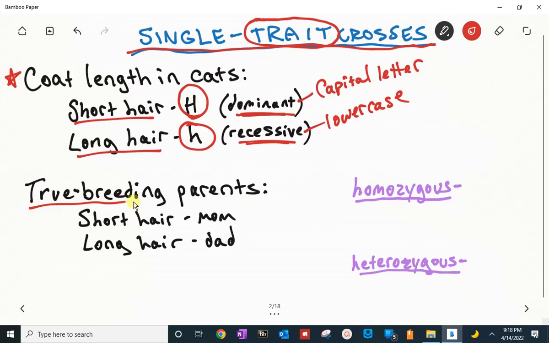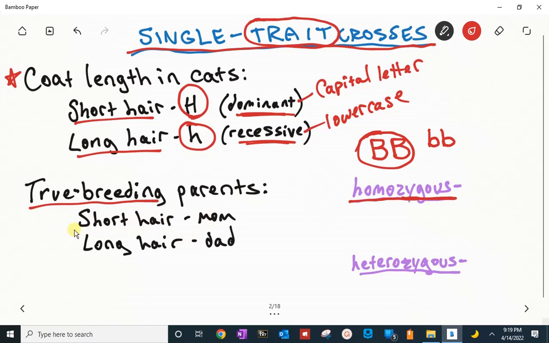So we have the true breeding parents, and remember, true breeding parents are homozygous for these traits. So a true breeding mom for brown eyes would have both of her alleles in the pair of chromosomes be capital B for brown eyes. Or if a dad has blue eyes, both of his alleles in the pair of chromosomes would be two lowercase b's for blue eyes. So true breeding parents have the same trait on both alleles.